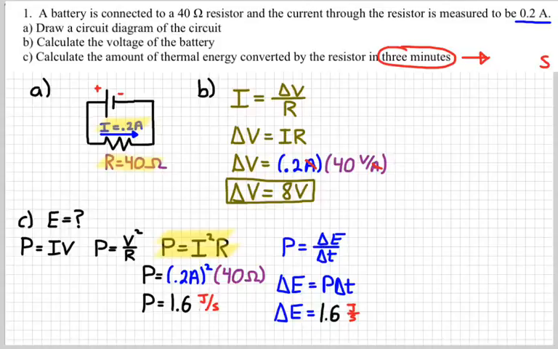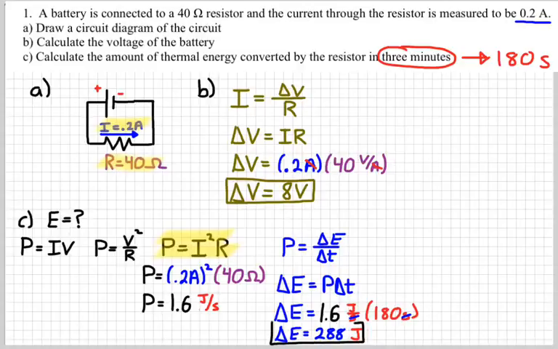that might help us remember that we need to take that time of 3 minutes and convert that to seconds. So if you take 3 minutes and multiply by 60 seconds, that would give you something like 180 seconds. And so the time that I need to multiply by down here would be 180 seconds. That would give us a total energy dissipated of 288. And notice our seconds canceled out, that's important, so the unit we're left with is the joule. And that's all she wrote for that question.